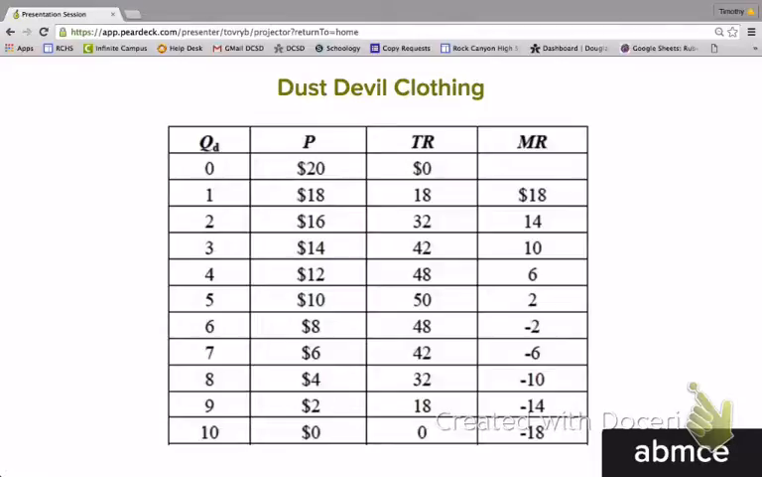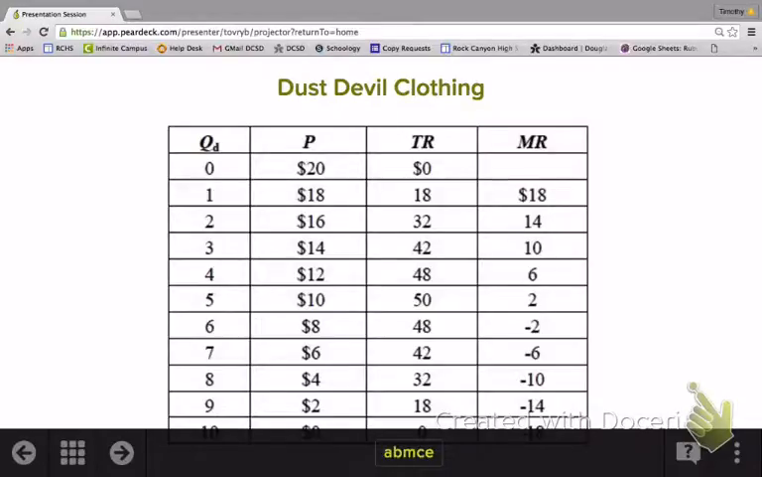So let's look at the example of Panhandle College, a small college in rural Texas with a bookstore. This bookstore is the only place where clothing for the PC Dust Devils can be bought. In the market for Dust Devil clothing, this bookstore is a monopolist. If you look at the first two columns of this table, you see the demand schedule for Dust Devil clothing. The third column shows that the total revenue, which is price times quantity, peaks with the 5th unit sold, and then it falls. The final column shows the marginal revenue of each unit sold, and you can see that it is falling and not equal to the price.